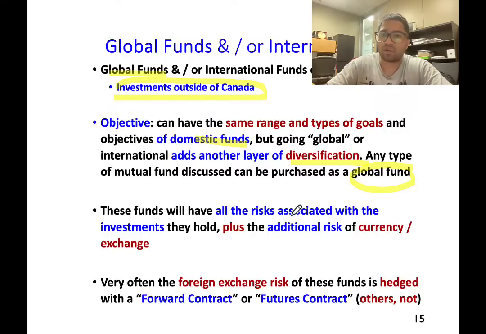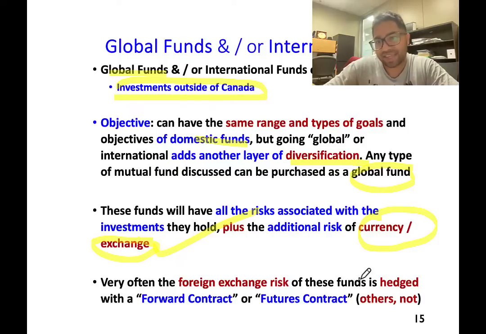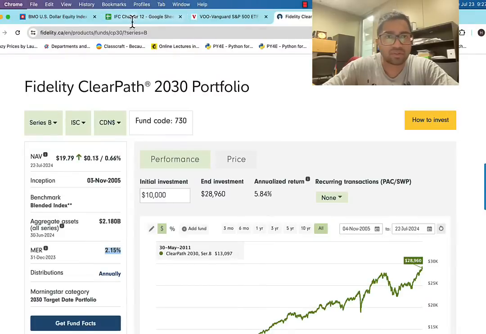These funds will have all the risk associated with the investments they hold. Plus, this is very important for the exam, they do have currency risk. They have currency risk in them because you're not making investments in Canadian dollars. Global funds invest in global companies, so they have foreign exchange risk. That foreign exchange risk can be hedged using forward or futures contracts. Some funds do that, some funds do not. So I'll show you an example.